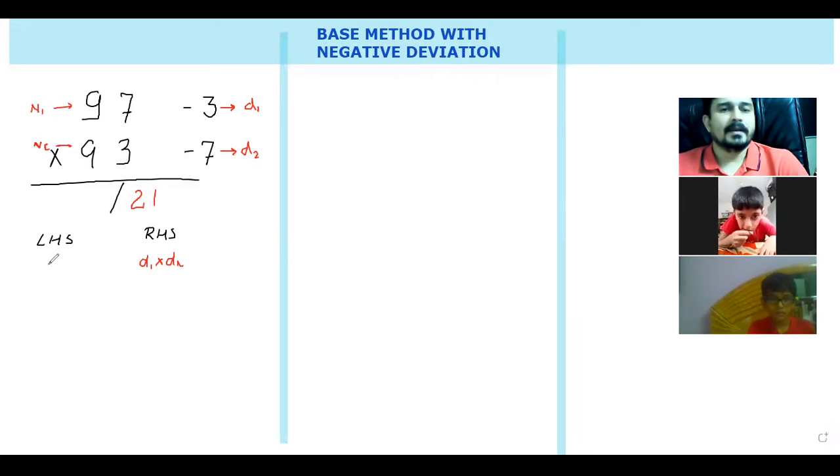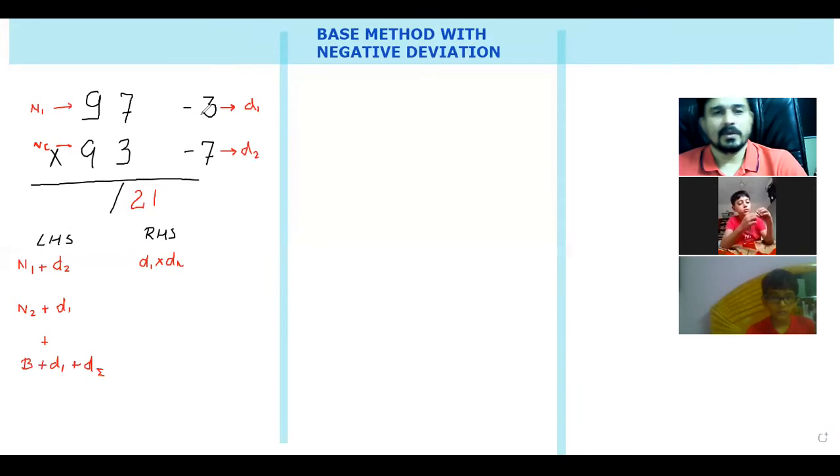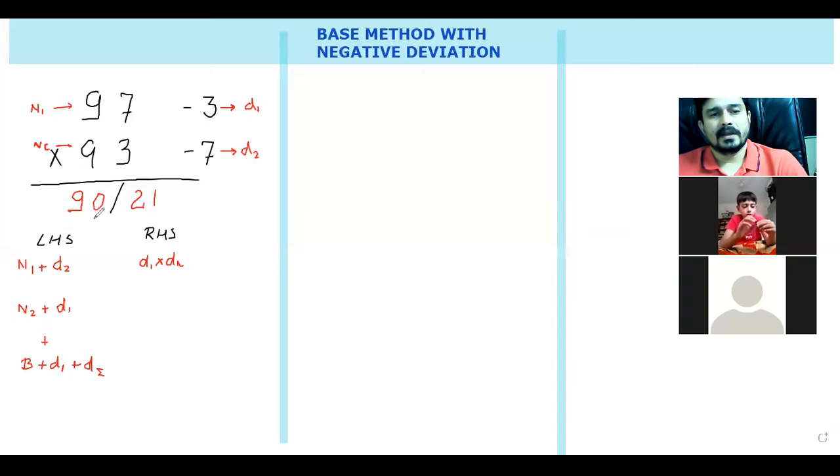LHS can be obtained in three ways. First, number 1 plus deviation 2. Second, number 2 plus deviation 1. Third, base plus deviation 1 plus deviation 2. Here the deviation is negative, so when you add a negative number, it simply means subtraction. Okay, so 97 minus 7 is 90 and the answer is 9021.